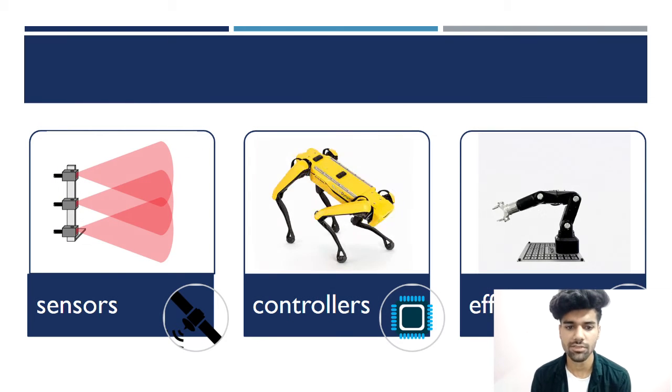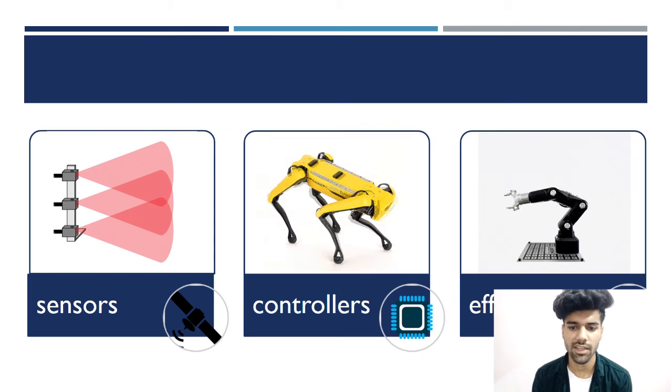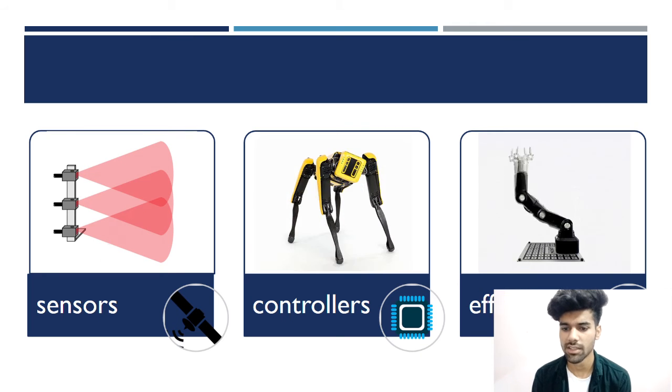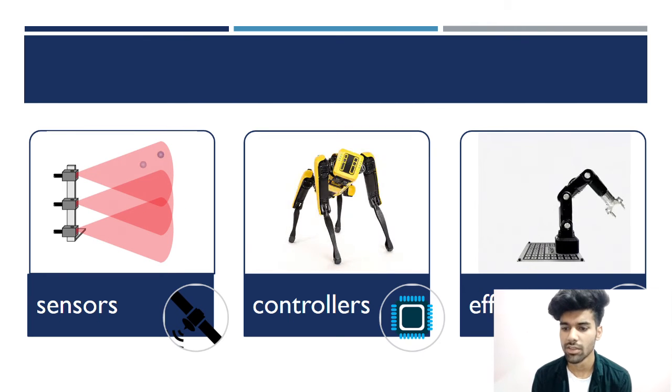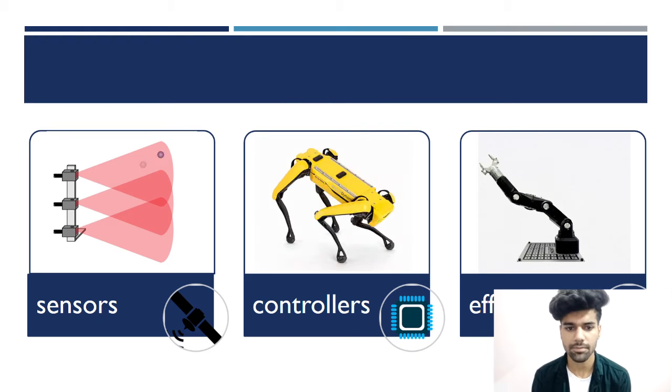Here's how they work. Whenever the sensor detects some change in its environment, it sends a signal to the controller. Then the controller processes that signal and sends an electric signal to the effectors. Those electric signals are responsible for the effectors' movement.